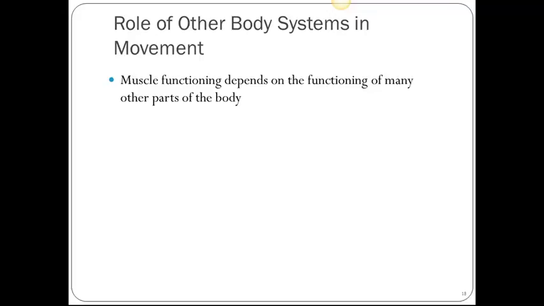The role of other body systems in movement. Muscle functioning depends on the function of many other body parts, and really everything in our body has some sort of muscle structure that helps us out.